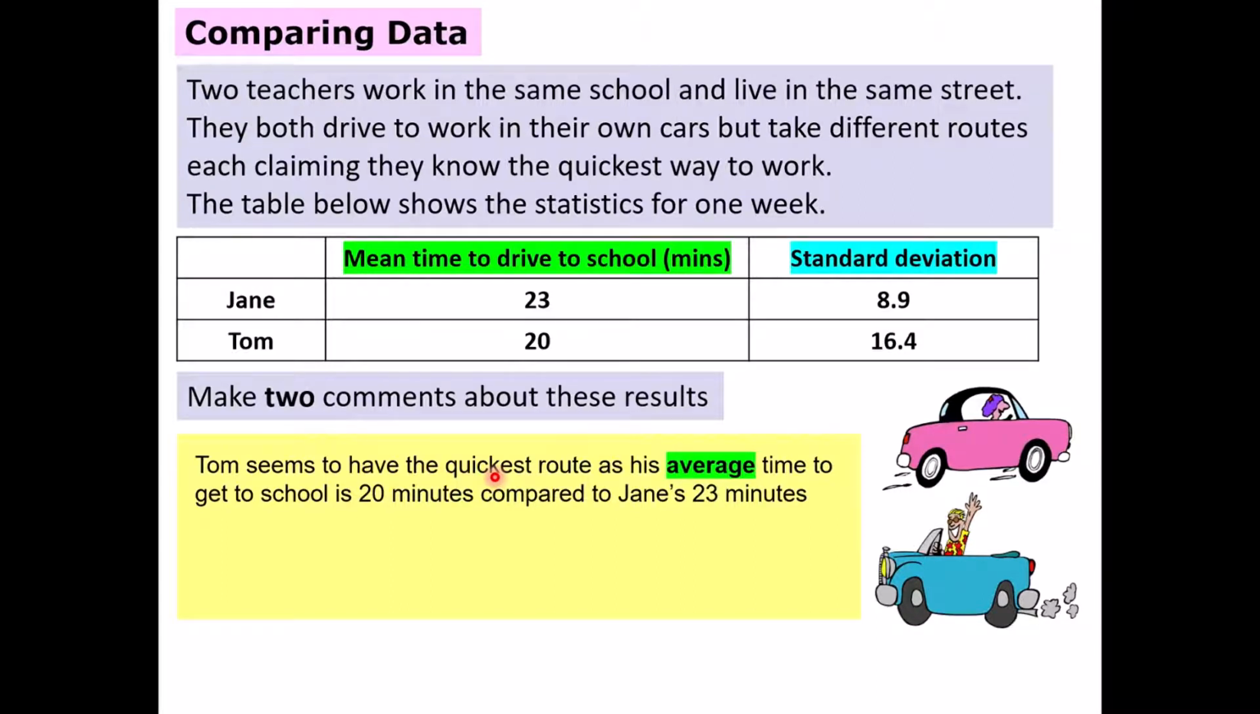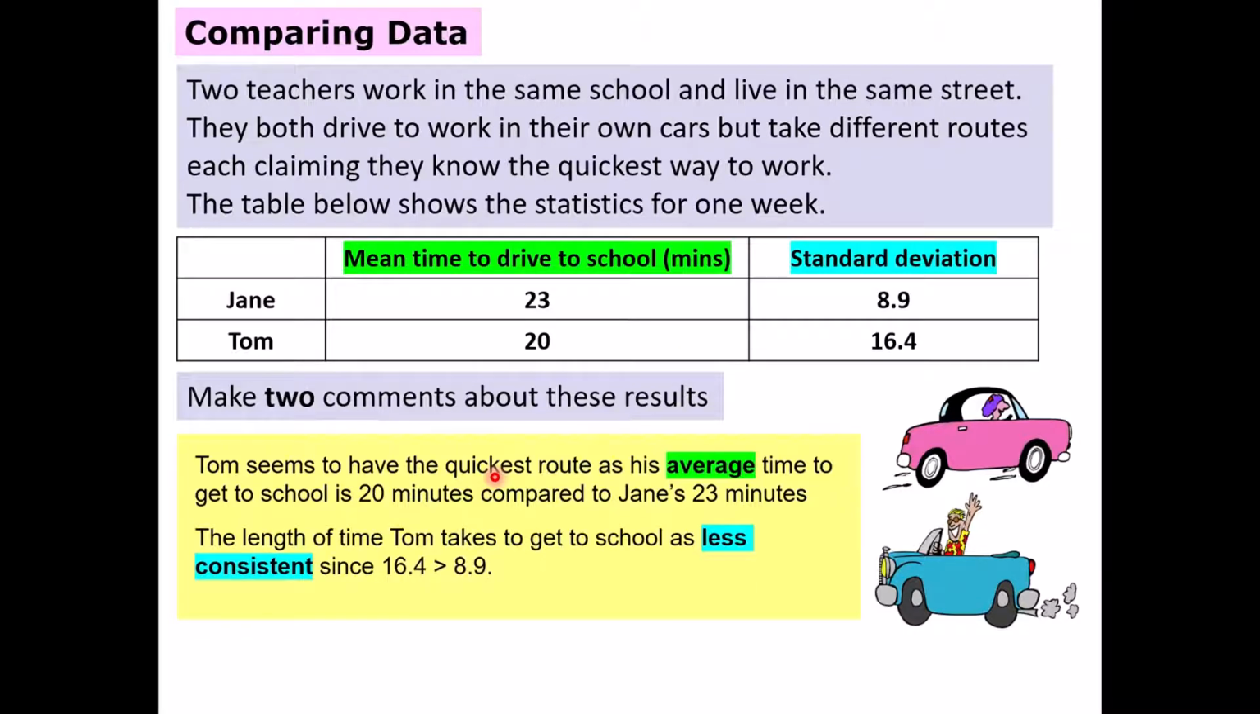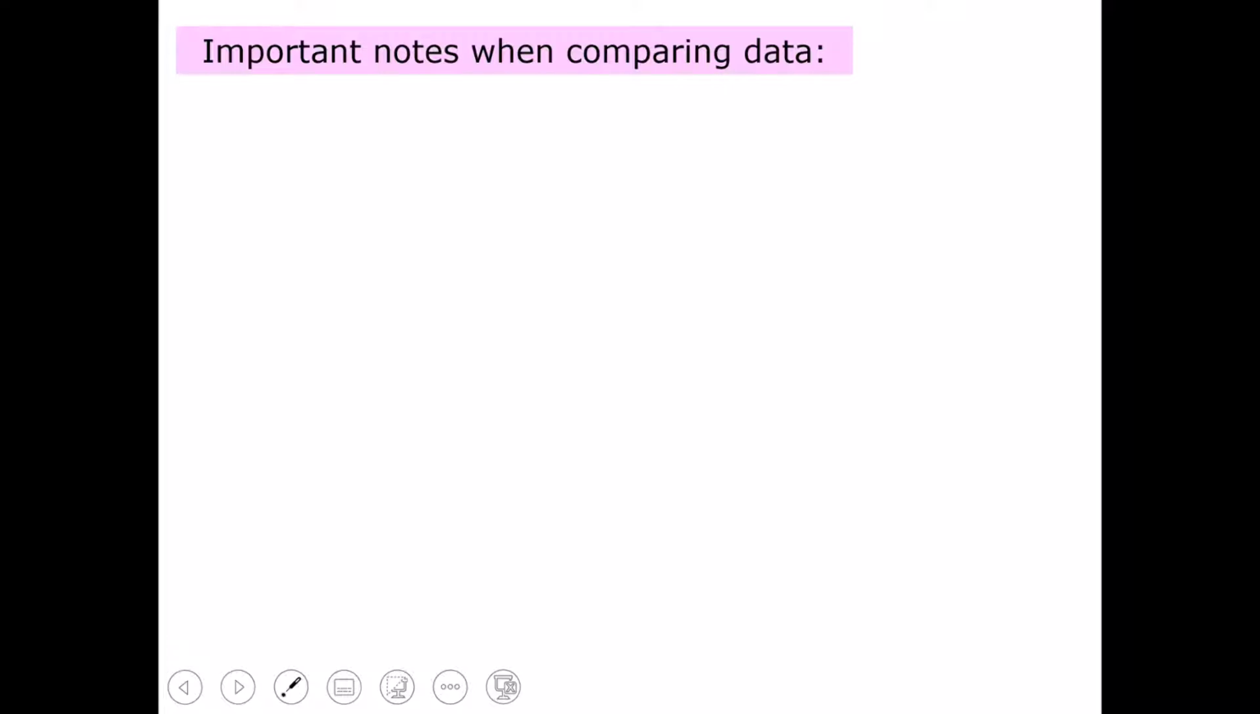And for the comment about the standard deviation, the length of time Tom takes to get to school is less consistent since 16.4 is greater than 8.9. So although he has the quickest average time, the length of time it takes is actually less consistent. So over the week, his time hasn't always been 20 minutes. It's been more varied, less consistent. Okay, again, we're going to come back to some examples like this near the end, but for now, we are going to look at important notes to do with comparing data before we move on to calculating the standard deviation and how we do that.